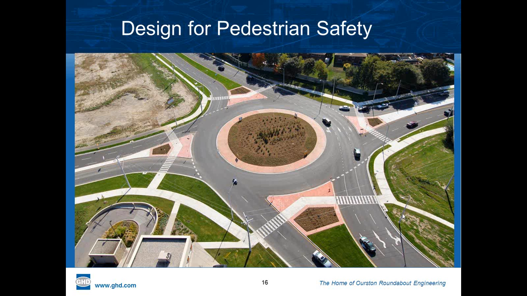So we locate things like signs and landscaping so that pedestrians and cyclists are not hidden, and that governs the height of plantings and the placement of signs. And of course, we make sure that our street lighting provides a positive contrast.